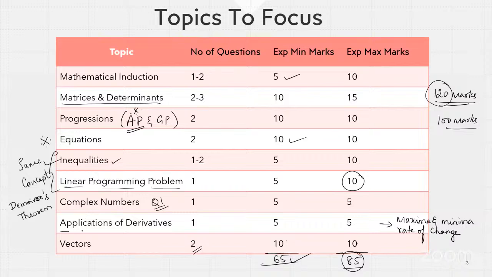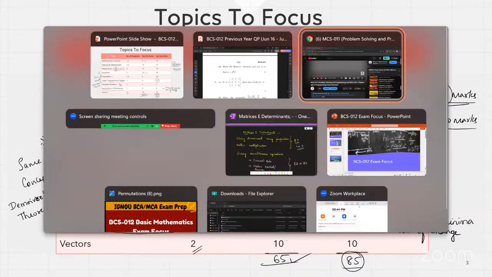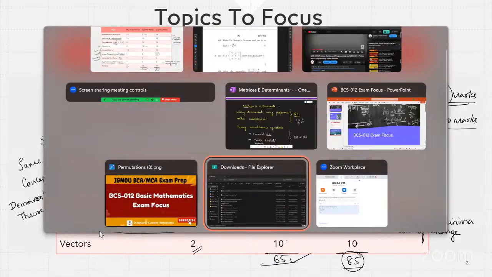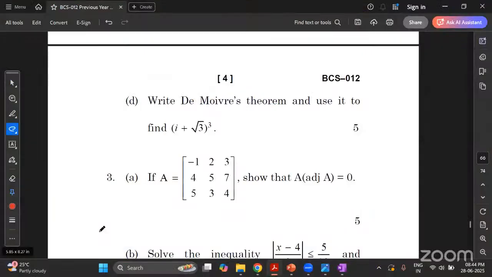Like I told you, application of derivatives, if you're not very sure, maybe you can skip that. But then you should be very strong in other topics. Make sure you solve problems from previous year question papers under these topics. And the problem with math is that any topic you learn, you cannot only solve the previous year question paper.